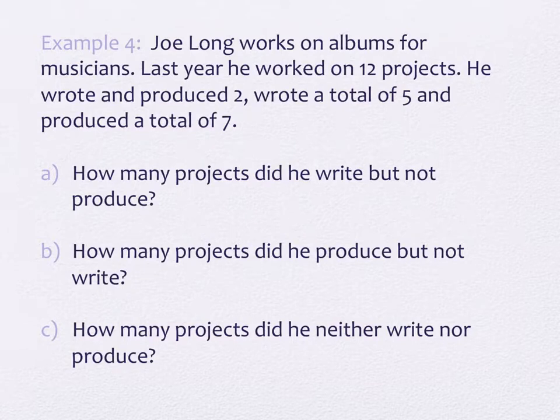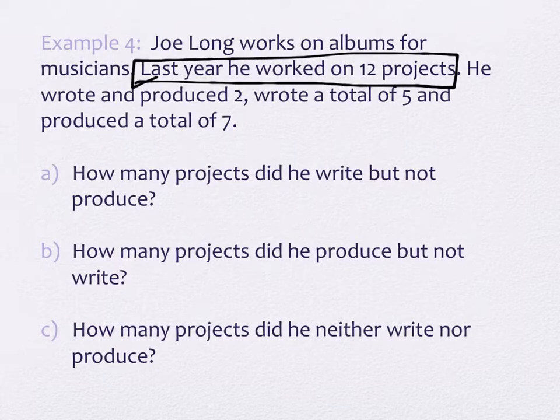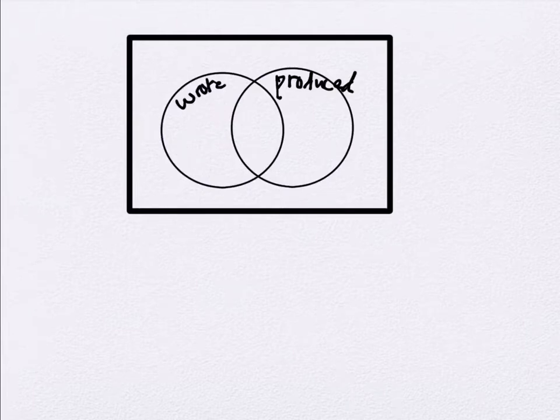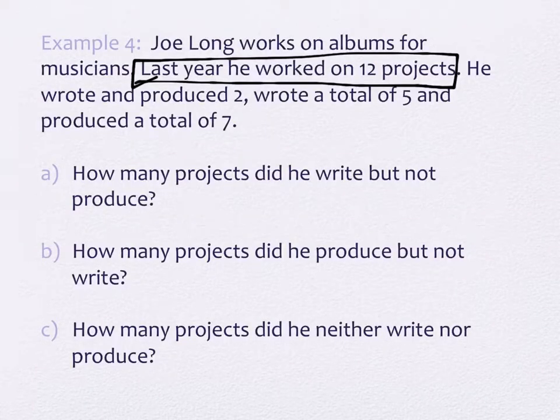Okay, so we need to figure out where all of our numbers go. It says that he worked on 12 projects. Where does that go? And what is that telling you? That's my universal. So that's like the last thing I need to use, right? Okay, good. It says he wrote and produced 2. That's the both, the overlap part, right? So 2 goes right here. Wrote and produced. So if I'm marking them off, the wrote and produced 2, I've done that part.